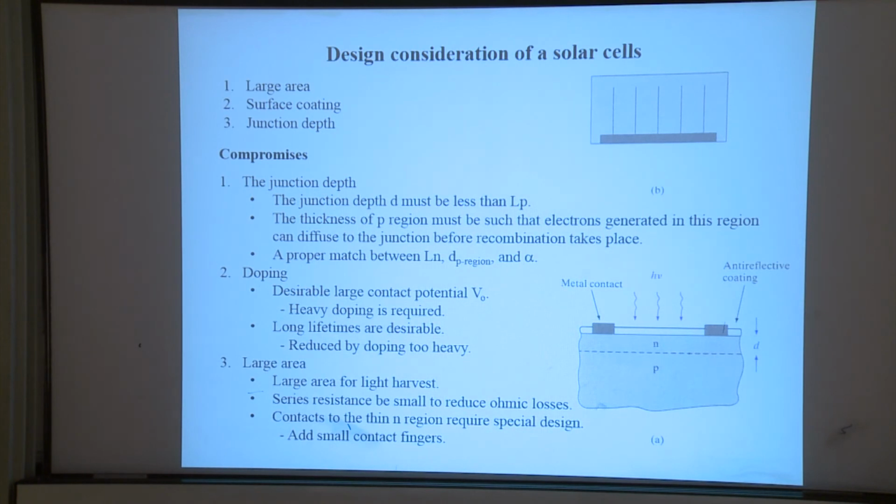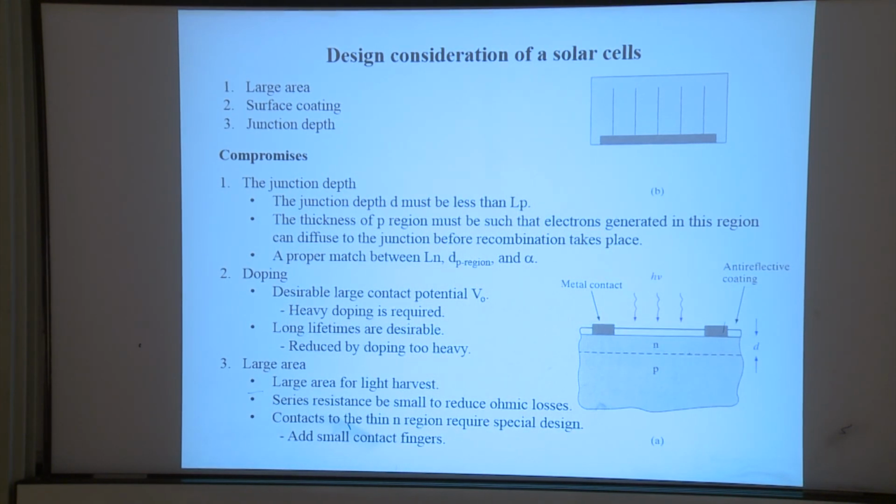Can I ask about the dimension? Huh? Dimension. D, how much? D? The width of the N type. N type is very small, like microns. Microns, yes.